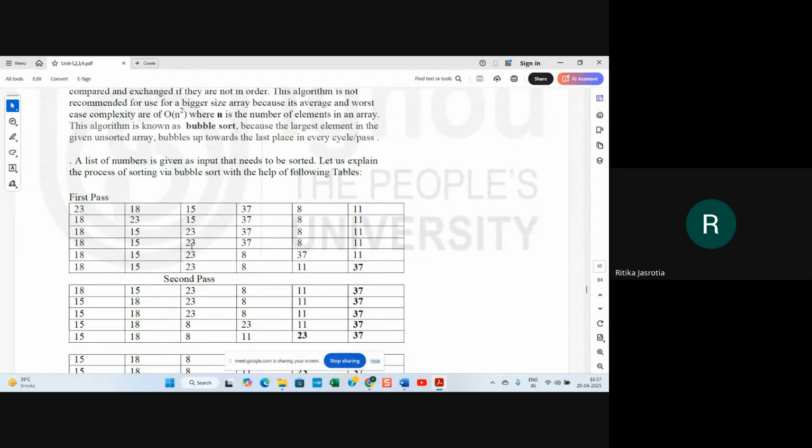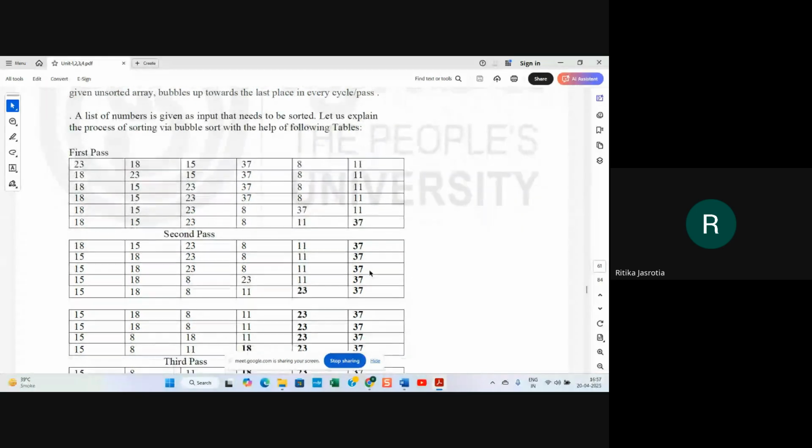Then you are comparing 23 and 37, they will not shift. Then you are comparing 37 and 8, so 8 will shift here, 37 will shift here. Then you will compare 11 and 37, 11 will shift here, 37 will come here. This is the first pass.